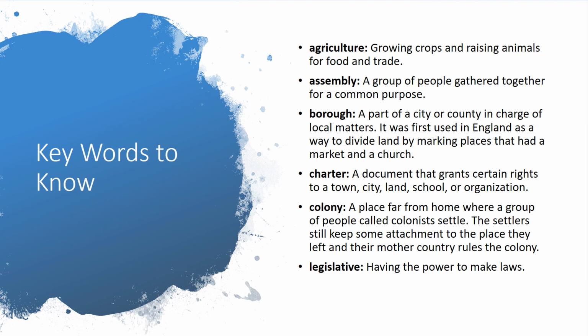Here are some key words to know throughout the next part of this presentation. Agriculture, growing crops and raising animals for food and trade. Assembly, a group of people gathered together for a common purpose. Borough, a part of a city or county in charge of local matters. It was first used in England as a way to divide land by marking places that had a market and a church. Charter, a document that grants certain rights to a town, city, land, school, or organization.